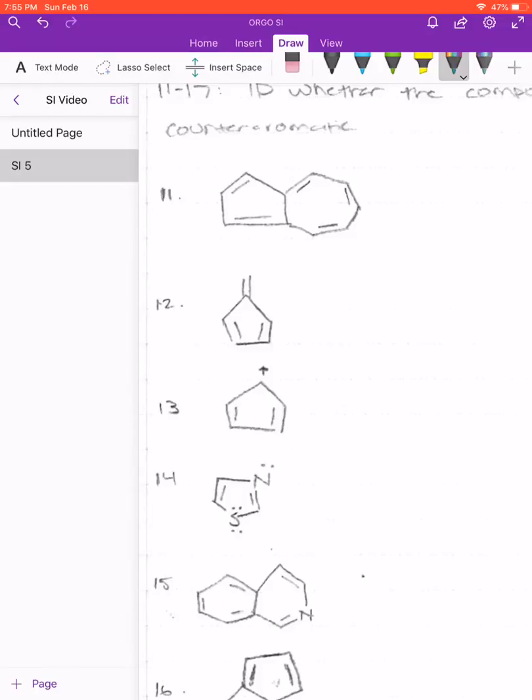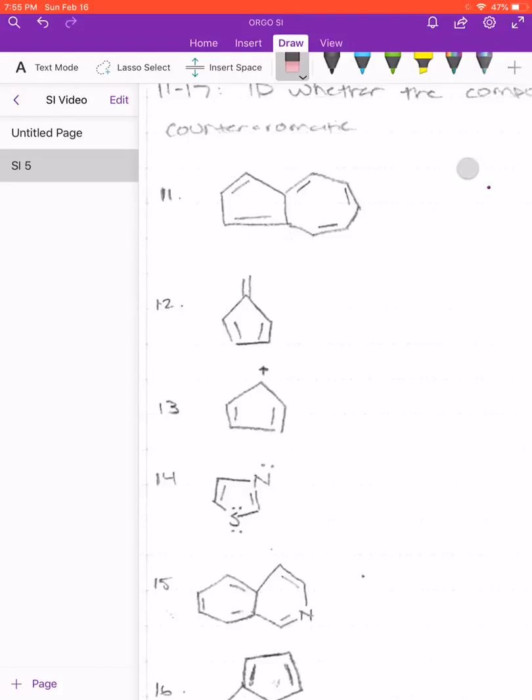Now we can use the last rule that we thought about. How many electron pairs does it have, and is it an odd number of electron pairs? If so, then that rule is satisfied. So we have 1, 2, 3, 4, 5 electron pairs. So it's an odd number and it is aromatic.